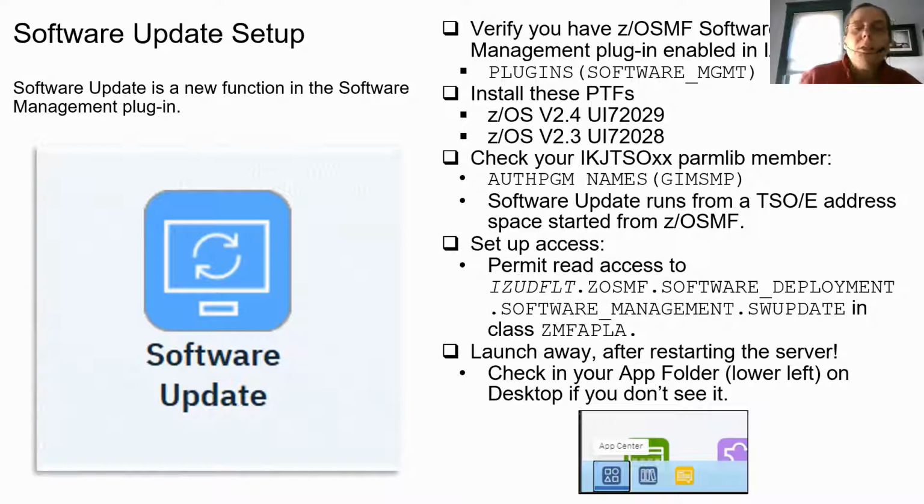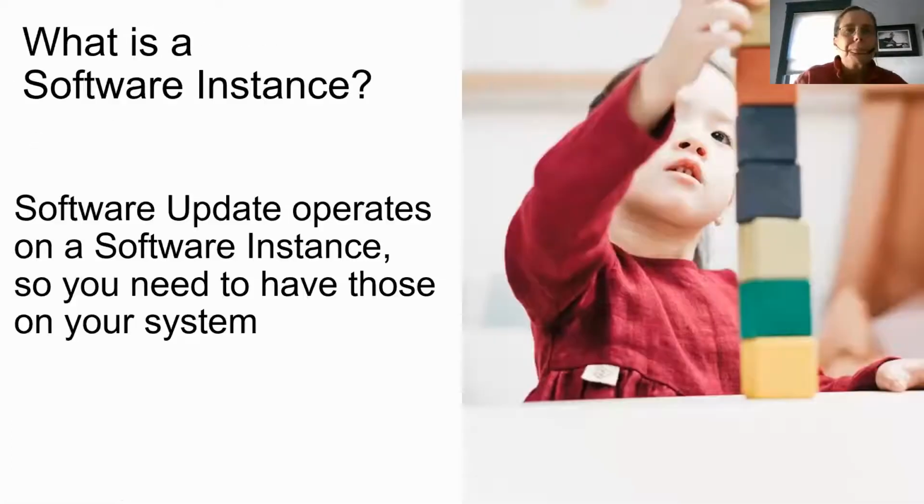Log on and see if you have software update on your desktop. If you don't have it on your desktop, and this has happened a lot, go down and look at this App Center folder on the lower left of your desktop. And if you don't see it on your regular desktop, it probably is in the App Center. I've seen that for a lot of the new functions within z/OSMF as they are added into the backbone of z/OSMF. You stop and restart the server, I don't see them on the desktop. You've got to go down to the App Center and look for them. So if you still don't see it, go into the App Center and chances are that it is there. Okay, so that's how you set this stuff up.